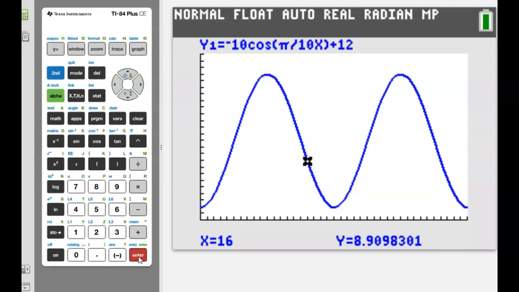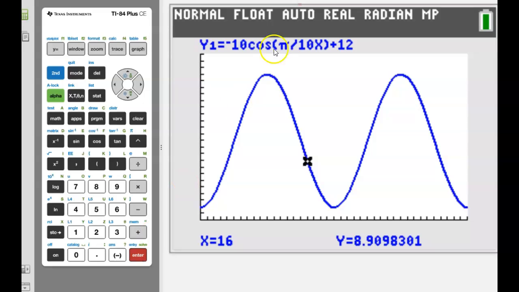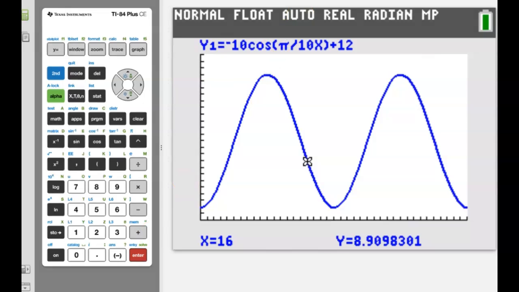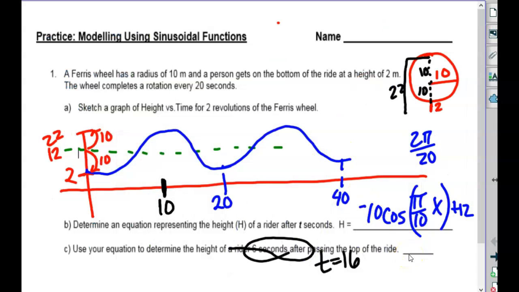So he's at 8.9. Was this meters? That's interesting. Yes. I would have assumed that, but on a quiz, you could certainly ask me that question if it was confusing. I think on the quiz I would have just said, find his height at 16 seconds. We made it pretty straightforward.